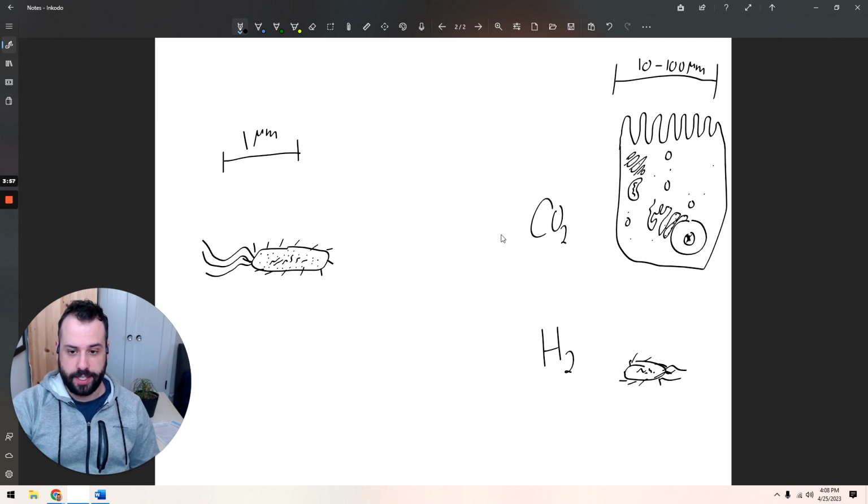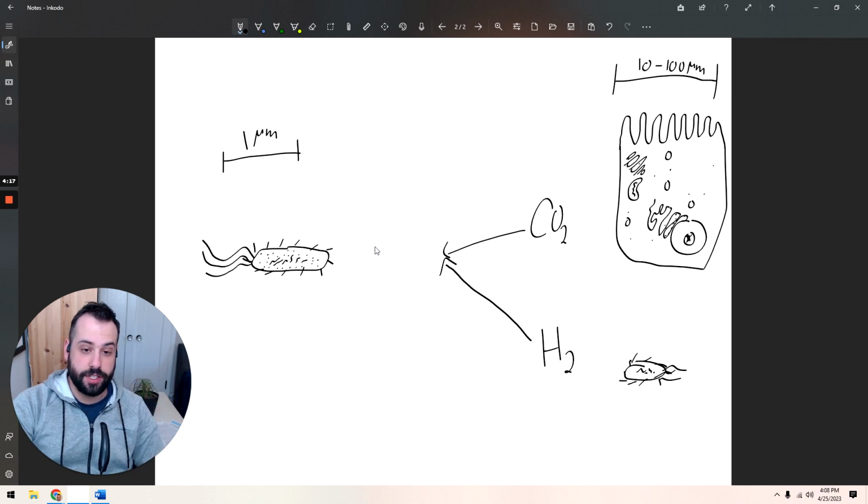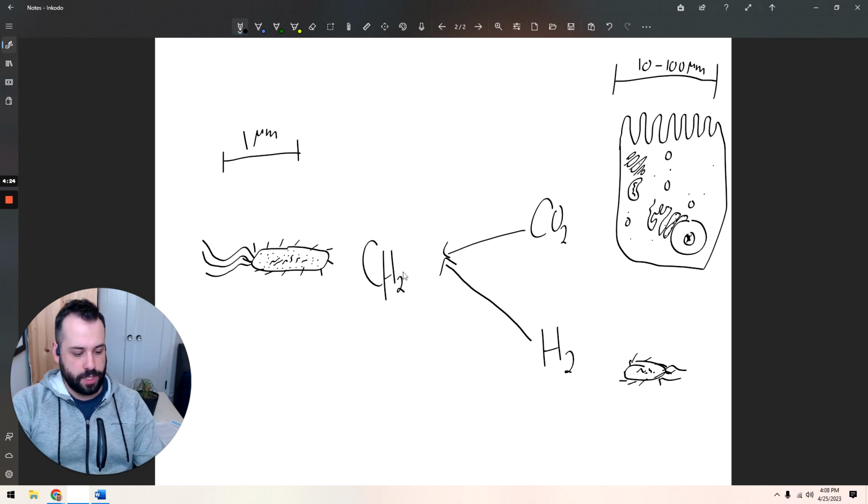So we have to get rid of the carbon dioxide and hydrogen gas. And so archaea help us do that. Archaea are methanogens, which means they make methane. But really the important part is that they use the CO2 and the hydrogen. And so they take the CO2 and the hydrogen in various concentrations, and they make methane, CH4, and water and energy.